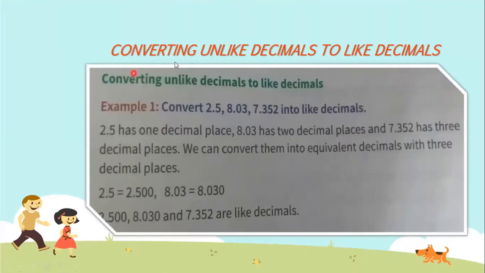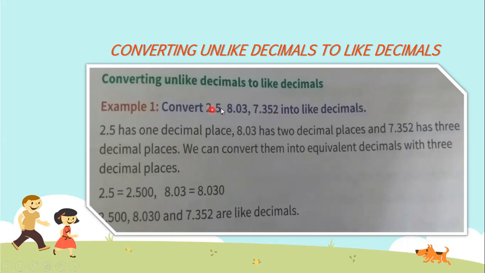Next is converting unlike decimals to like decimals. How can you convert unlike decimals to like decimals? See the example. Convert 2.5, 8.03, 7.352 into like decimals. 2.5 has one decimal place, 8.03 has two decimal places, and 7.352 has three decimal places. So we have to convert all of these into three decimal places, because the most is three.